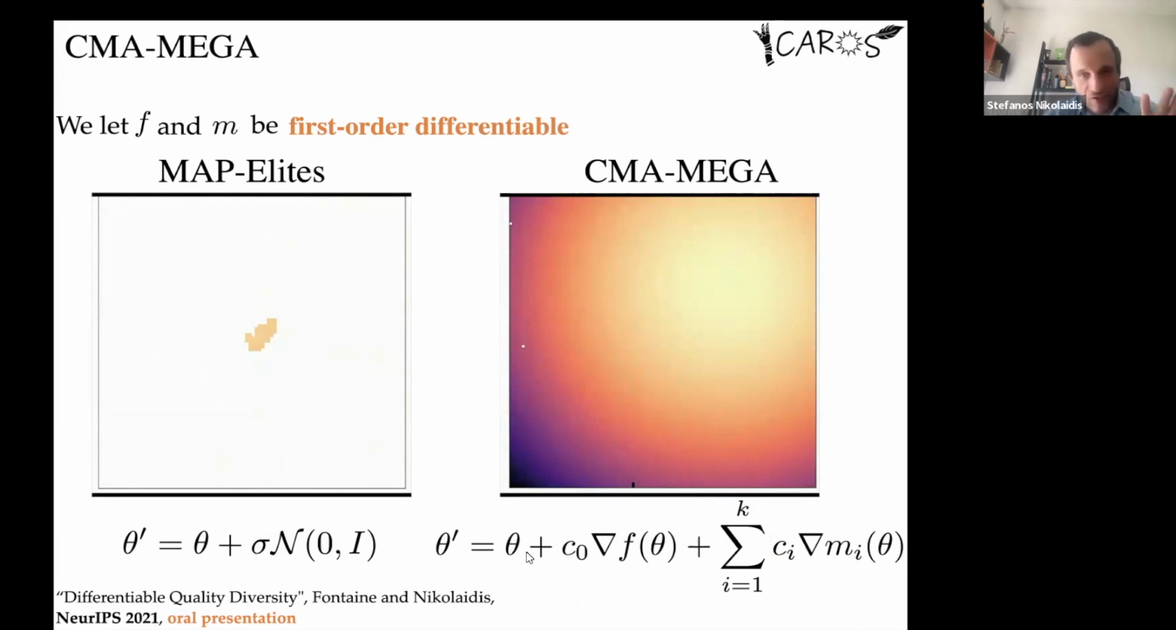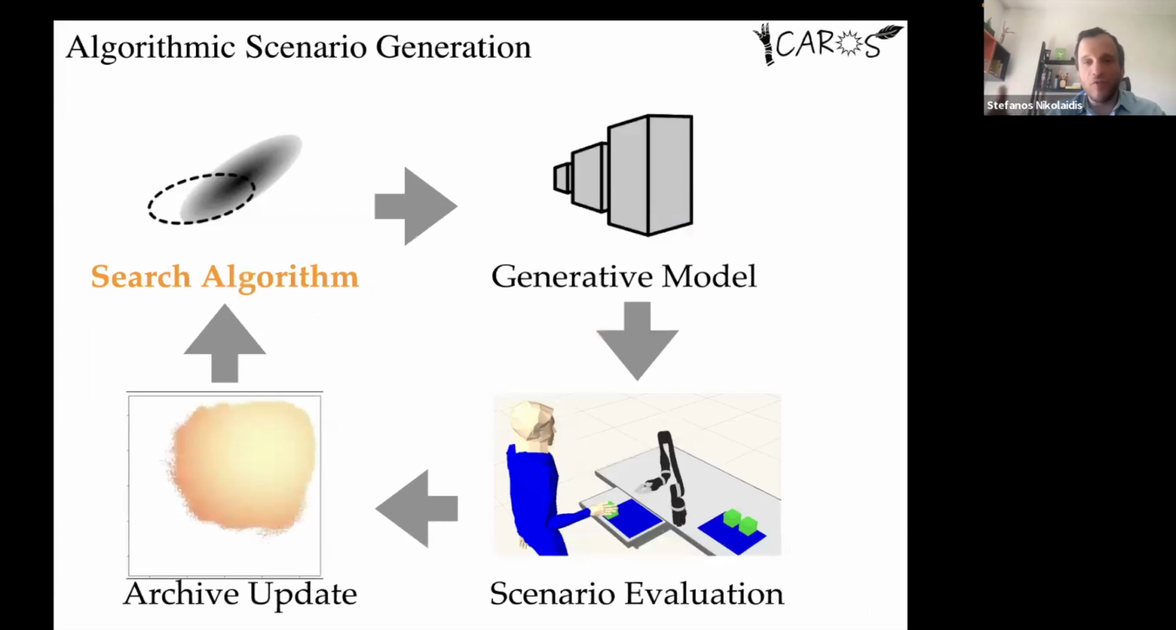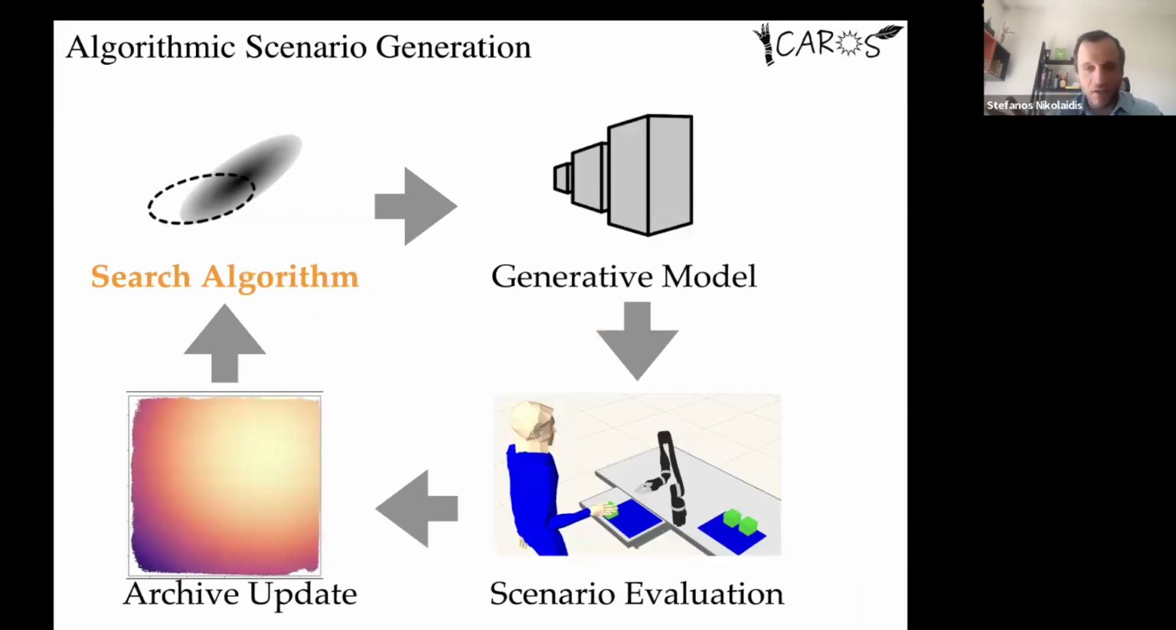And so these advances help us search the vast continuous space of scenario parameters, because scenarios are very multidimensional. They have a large number of parameters. Parameters are real numbers, often positions of objects and so on. So we need powerful algorithms to search them.